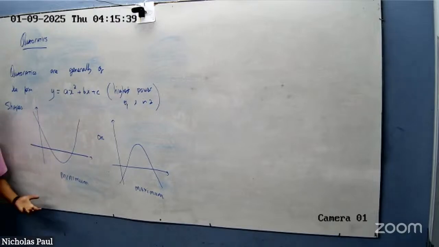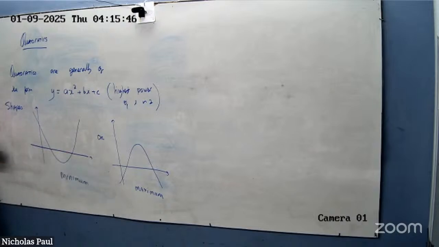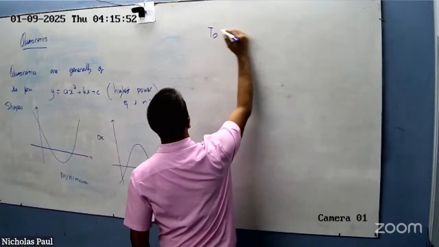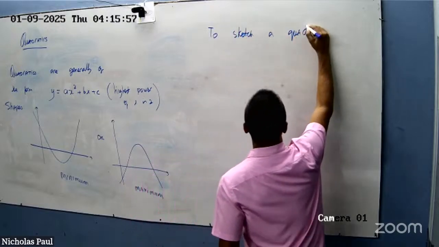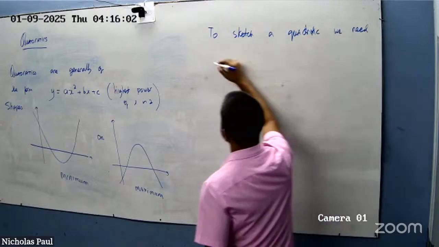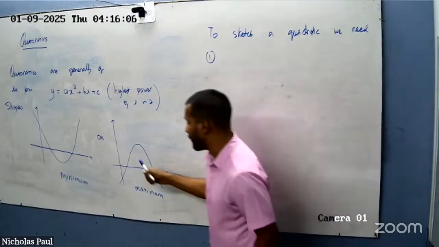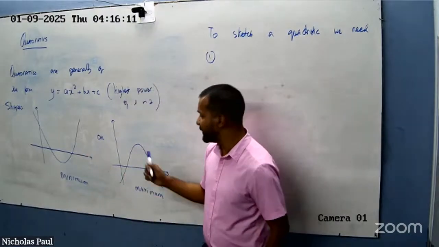Right, so what do we need in order to sketch these things? We need four main things. To sketch a quadratic, we need four main things. The first thing we need is the shape.